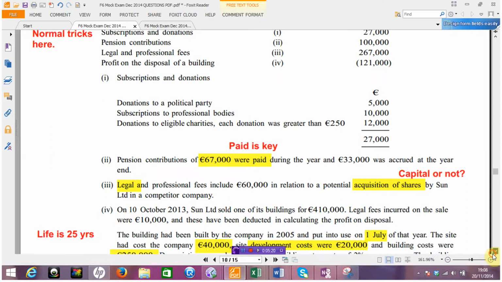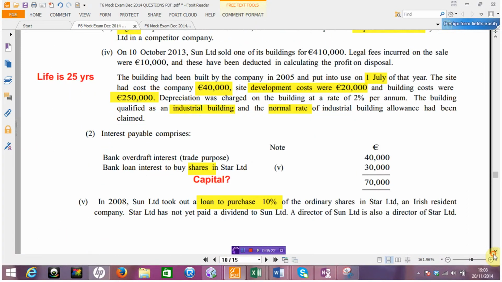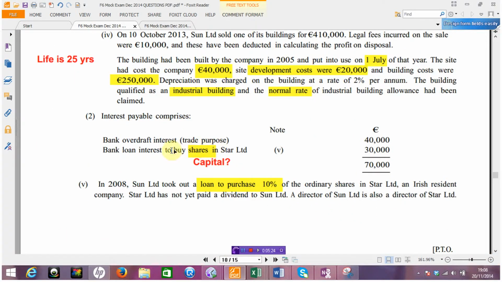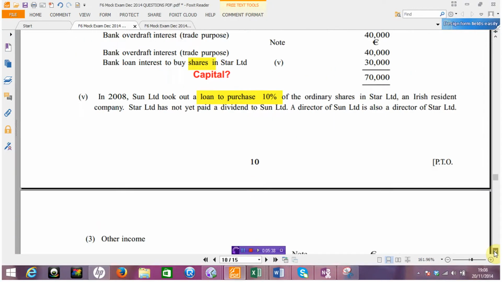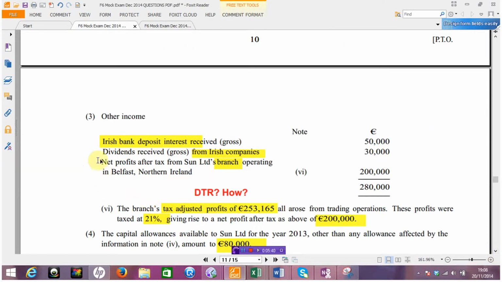A couple of other key areas here outside of the industrial building. We have some issues in relation to interest. Obviously, a prompt here on trading or trade purpose for the overdraft interest, as you would expect. But also we have some interest on a loan to buy shares. Looks like that's of a capital nature too. Okay, the next part of the question deals with one or two things that are fairly common.